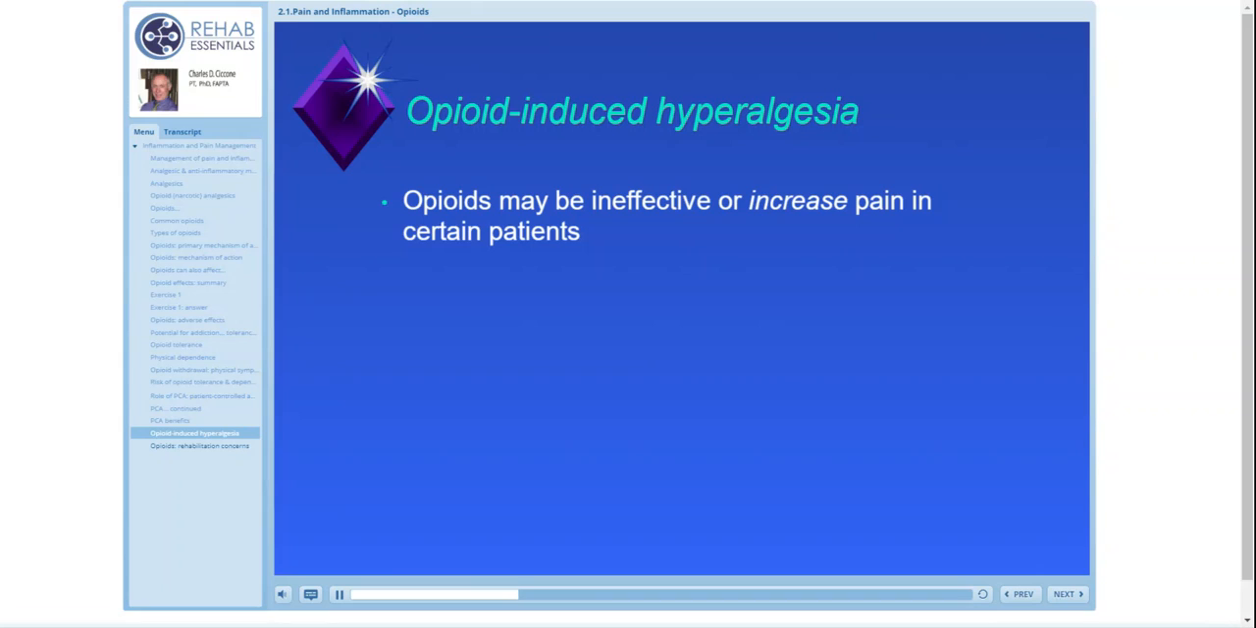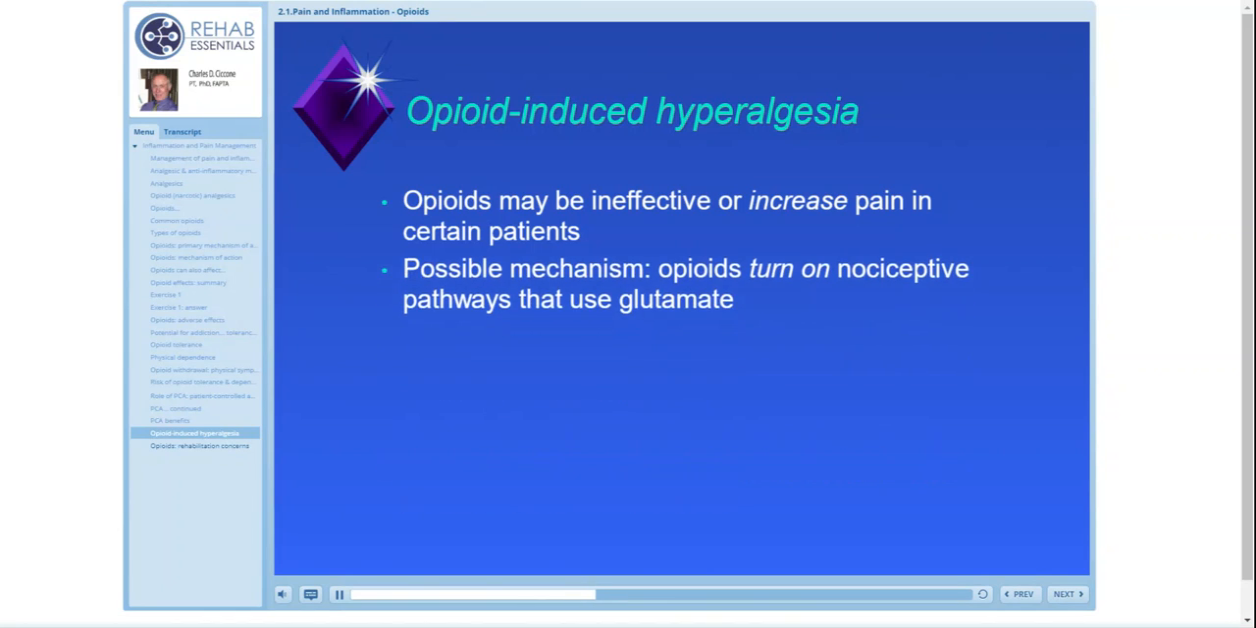We've all had that patient where the drug simply doesn't work, maybe because there's not enough dose. But now we're talking about the drug not being affected because of physiological reasons, or that the drug, when it's administered, actually causes an increase in pain. Opposite effect. Reasons for this? Not really clear. It seems that the drug turns on pain pathways rather than turn them off.